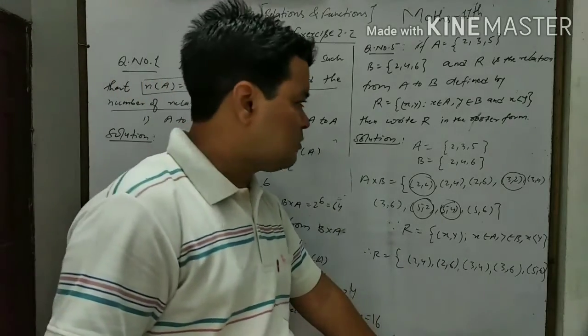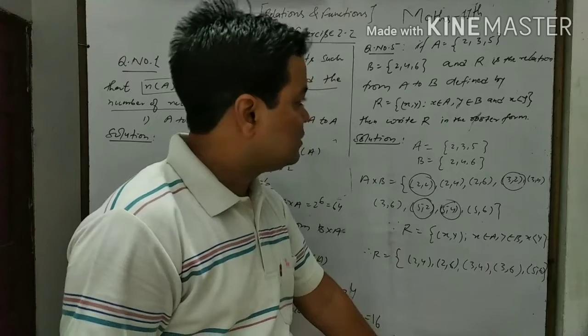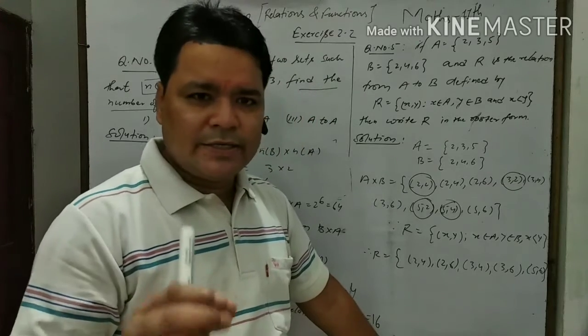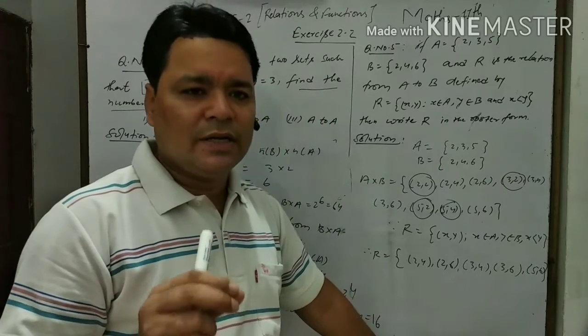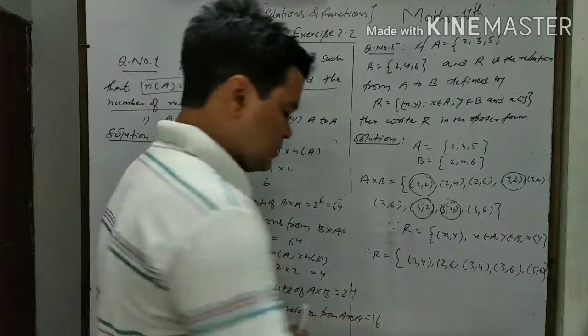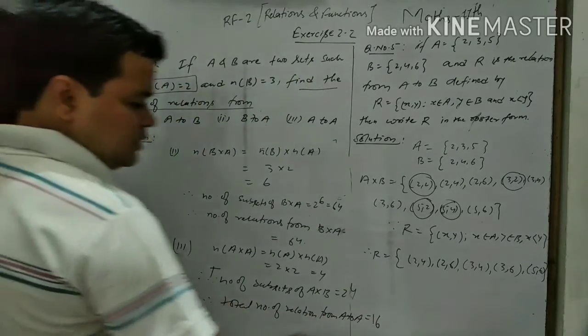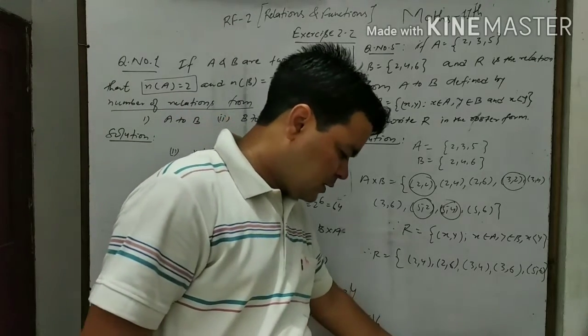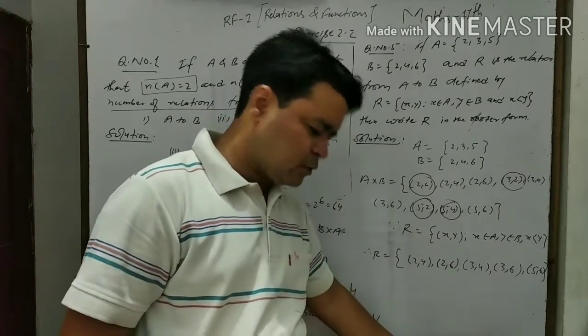Totally, the questions given in this exercise are related to the basic definition of a relation and the concept of the Cartesian product. Now let us see the next questions, after that question number 10 and question number 15.